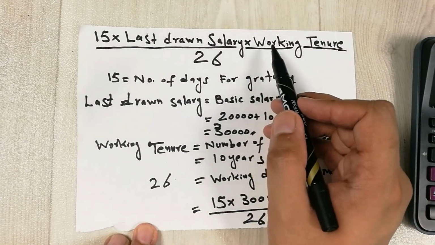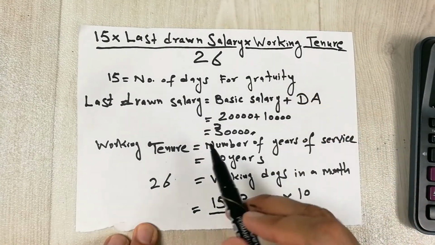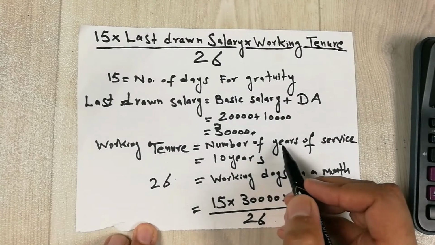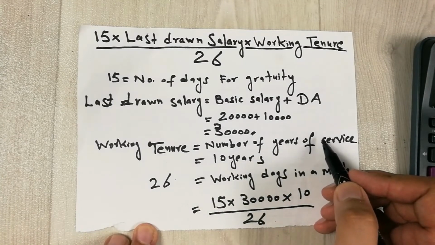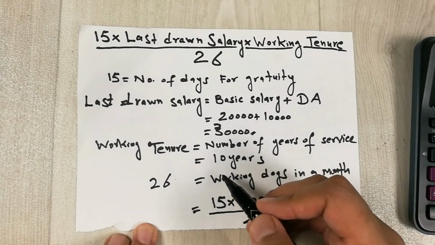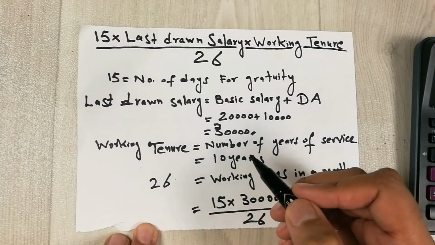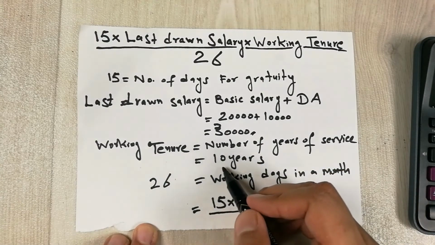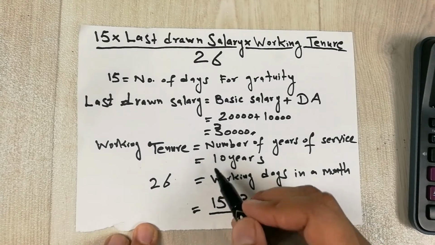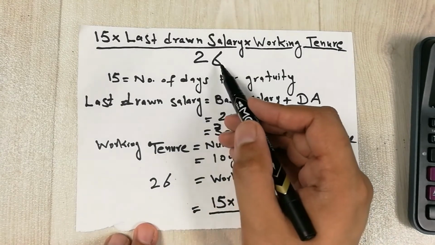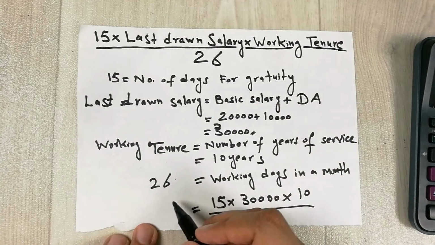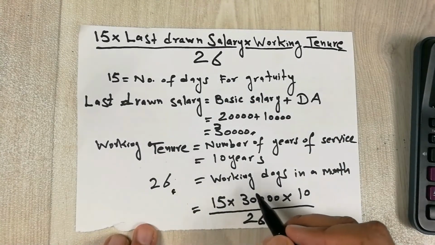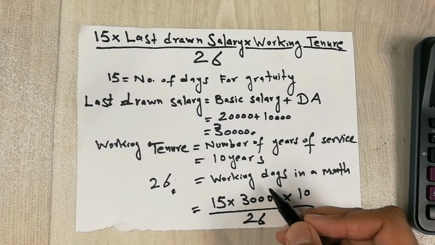So the next part is working tenure. So guys, working tenure is the number of years of service. Okay, so for example, you work in a company for 10 years, for 15 years, so whatever number you have, you put here. So for example, I put here 10 years. So your working tenure is 10. Last part which is here, it says 26. So guys, 26 is the working days in a month because you work for 26 days in a month.